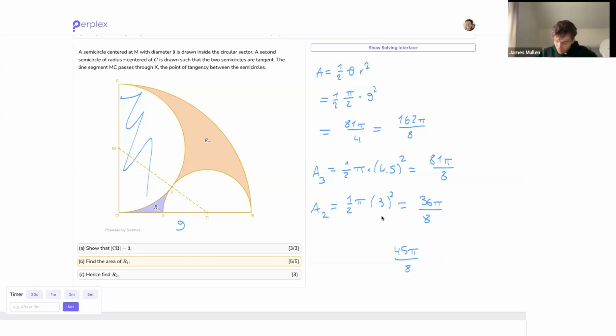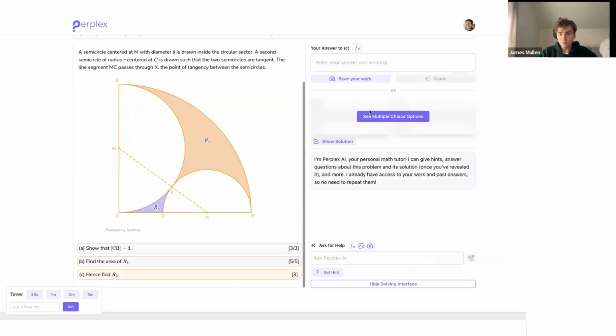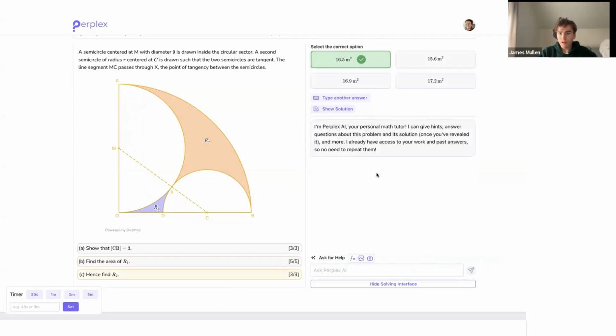Which means that if I subtract 1.22, I'll find the area of R2. And let's do that. 45 times pi divided by 8 minus 1.22. And I get 16.5. Let's check the answer. 16.5. Okay, I know that was a tricky question.